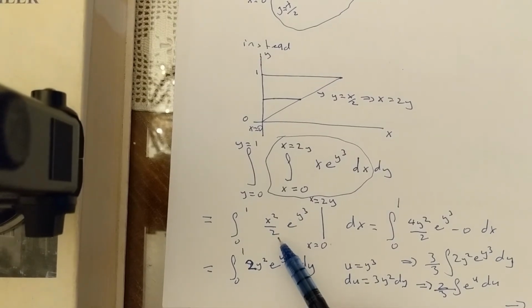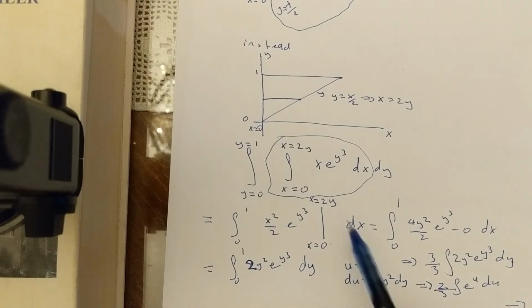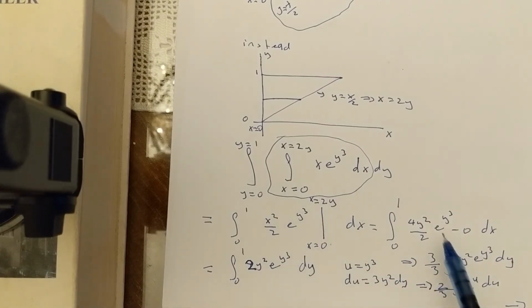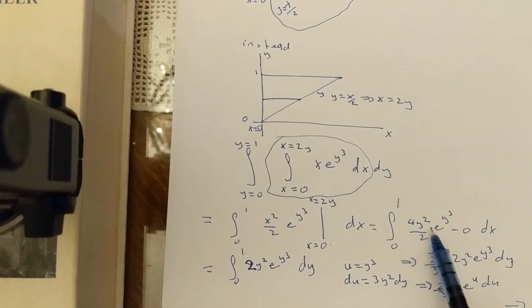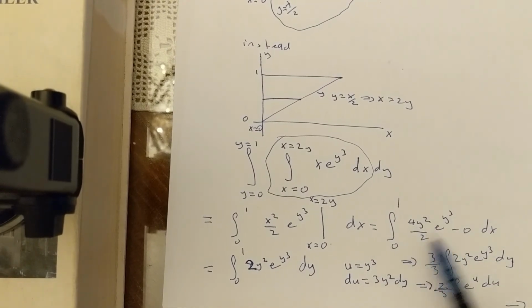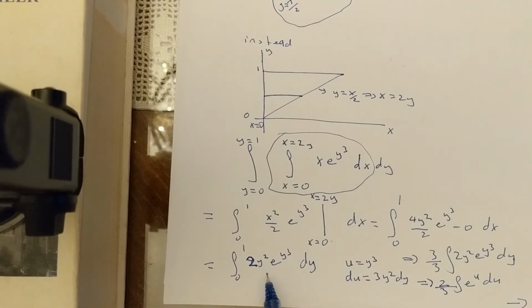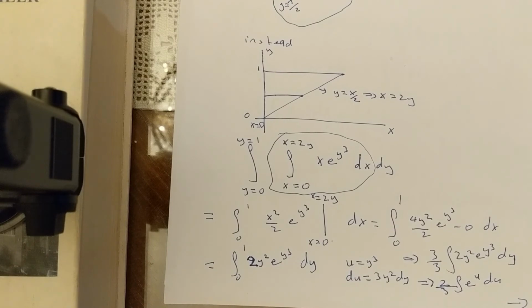So we have x squared over 2 times, this behaves like a constant, e to the y cubed. x goes from 0 to 2y. So I'm going to plug in 2y wherever I see an x. We're going to get 4y squared over 2 e to the y cubed. And when I plug in 0 minus, I just get a 0. So now, once you simplify the 4 and 2, it goes down to 2y squared e to the y cubed dy.